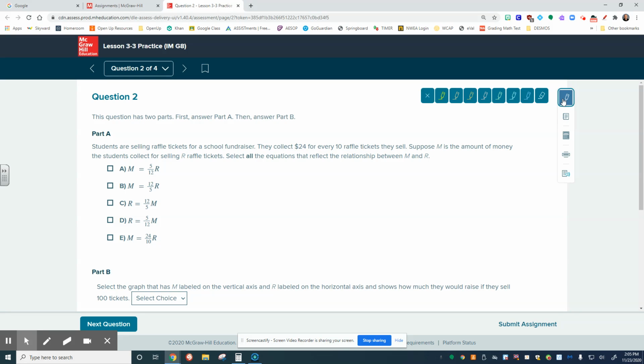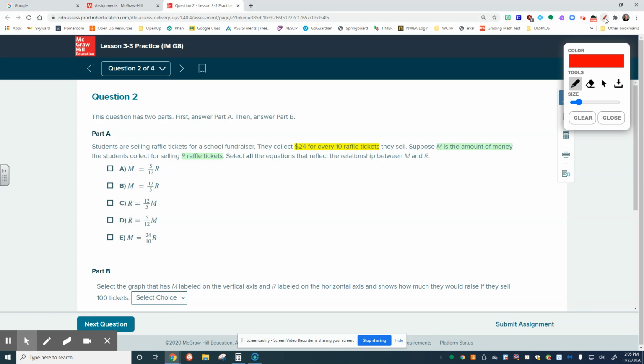Part A, when we're talking about this, students are selling raffle tickets for a school fundraiser. They collect $24 for every 10 raffle tickets they sell. Suppose M is the amount of money the students are collecting. Oh, that's some more important information. M is the money collected, and then R is the number of raffle tickets. Select all the equations that reflect the relationship between M and R.